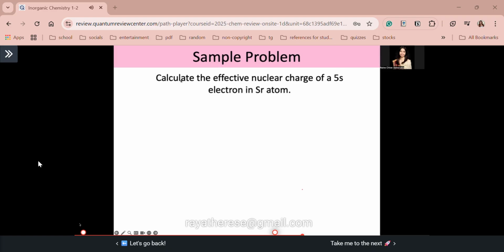So this is found in your manuals. So first, we find the atomic number, okay? So the atomic number is equal to 38. Tingnan lang sa periodic table. Next, you write the full electron configuration of strontium. Full ha? Okay, so that's this, okay?